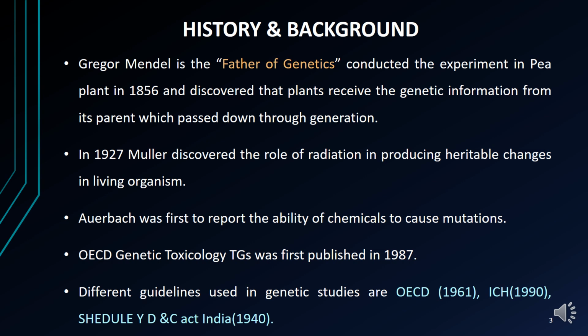There was a scientist, Gregor Mendel, who is known as the father of genetics. He conducted an experiment on pea plants in 1956 and found that a plant receives genetic information from its parent, which is passed down through the generations. And in 1927, the scientist Muller discovered the role of radiation in producing heritable changes in living organisms. After that, the scientist Auerbach first discovered the ability of chemicals to cause mutation.